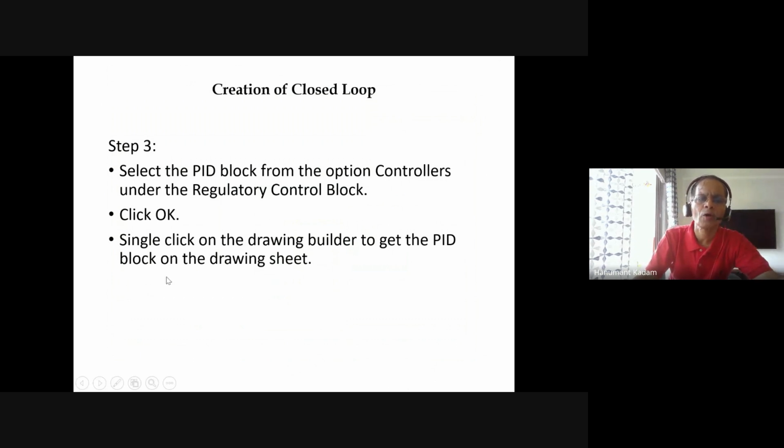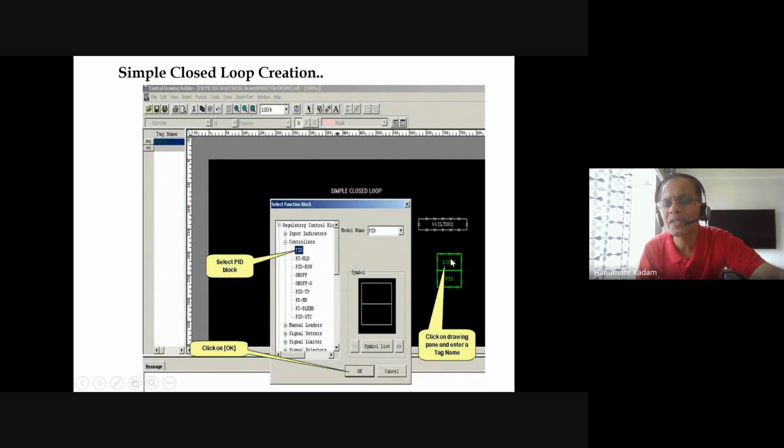Under the regulatory control block, click OK. Single click on drawing builder to get the PID block on the drawing sheet. Right. So finally, you can see this is what you have done. Click on drawing pin, and this is the tag you have entered here.